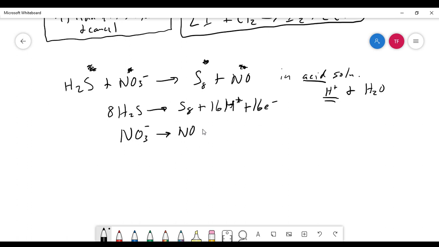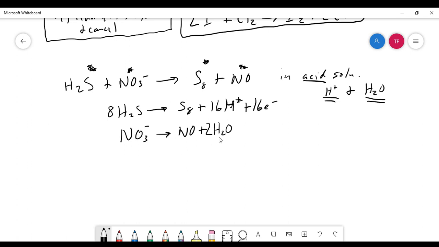So now we need to do the exact same thing with our other half reaction. So notice the nitrogens are balanced, so we don't need to balance the nitrogens. But the oxygens are not balanced. We have 3 oxygens on the left and only 1 oxygen on the right. So how are we going to balance oxygens? Again, acid solution. We can add waters to balance oxygens. So on the right-hand side, if I add 2 waters, 2 oxygens plus 1 oxygen here gives us 3 total oxygens to balance the 3 oxygens on the left. So now oxygen is balanced.